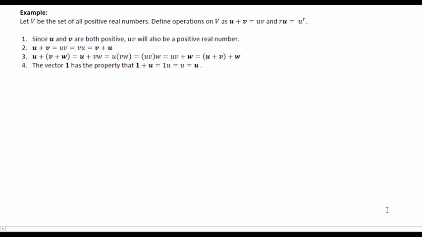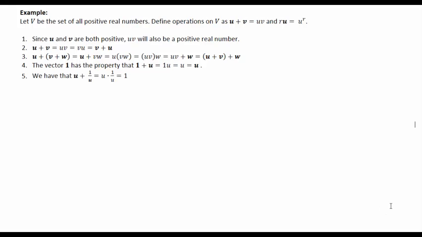Number 4 says we need a 0 vector. First off, the number 0 actually isn't in this set since 0 isn't positive. However, what we really need is a vector that I can add to u and get u back out. So I need u plus this vector to be equal to u. And that's 1. 1 plus u, by definition of this vector space, is 1 times u, which is just u. So what we usually call the 0 vector, in this case, will be 1.